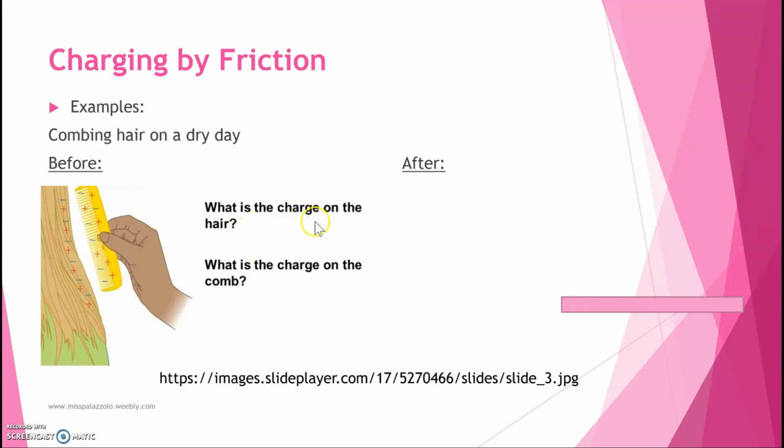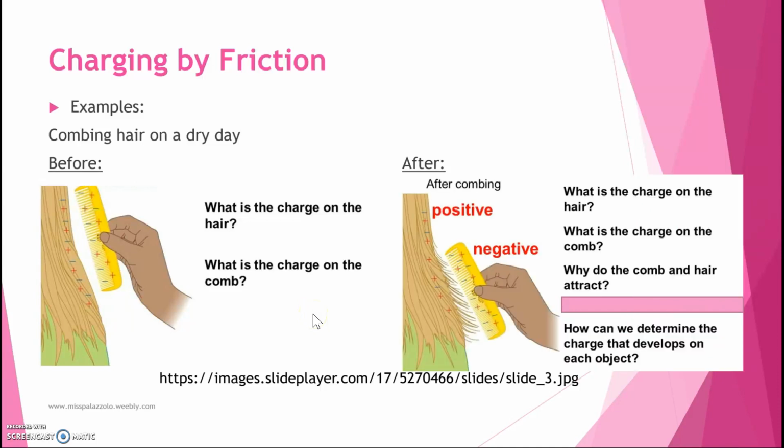So if I ask you what is the charge on the hair, you should tell me that it is neutral because there's an even number of protons and electrons. Then what's the charge on the comb? It is also neutral. Once you drag the comb through the hair, you get a more positive hair and you get a more negative comb.